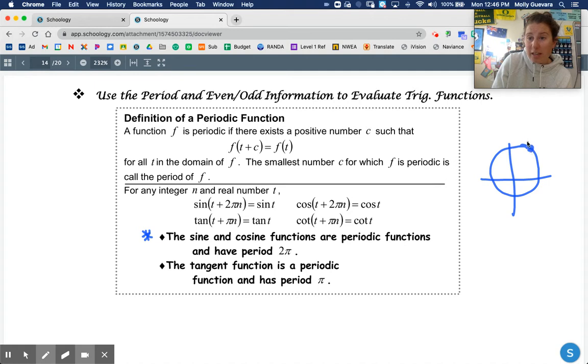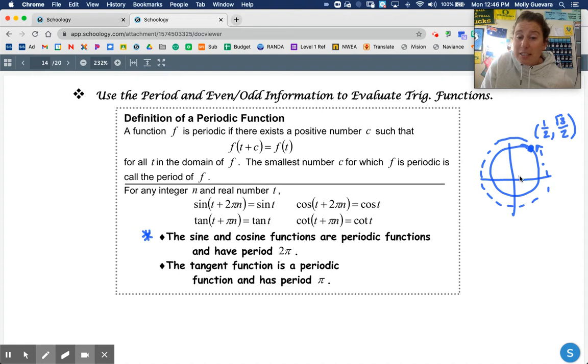But if I start here, how long does it take to go all the way back around? It's 2 pi, right? So if this has the sine value of, let's just do this as 1/2 and then root 3 over 2. Let's do it as pi over 3, right? How long will it take for me to get back to the sine value of root 3 over 2? It's 2 pi. Same thing with cosine, right? How long will it take me to get back to 1/2? And it's 2 pi. When I'm talking about tangents, it's a little different, and tangents have a period of pi.